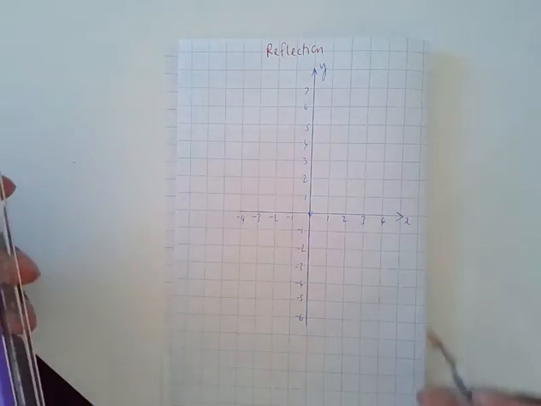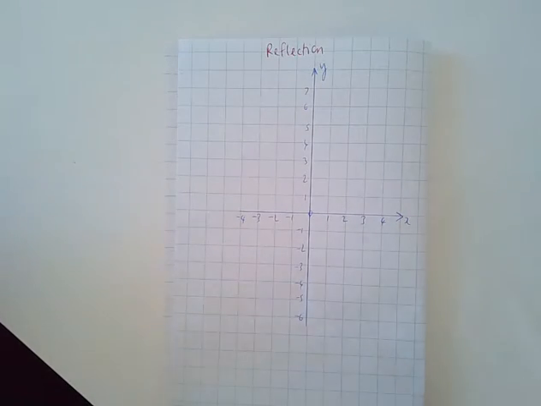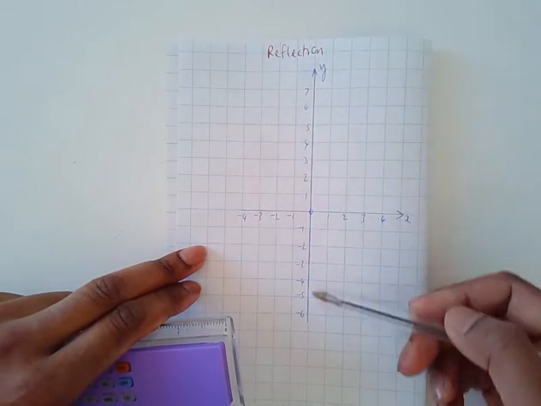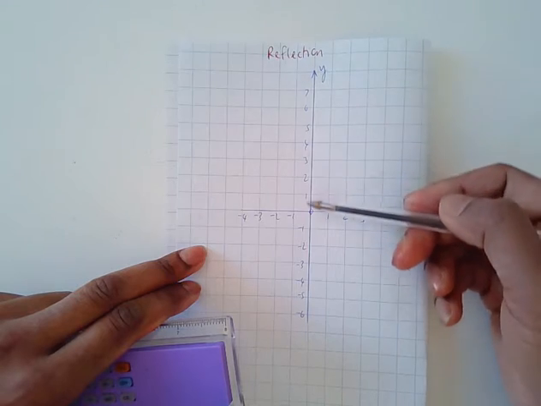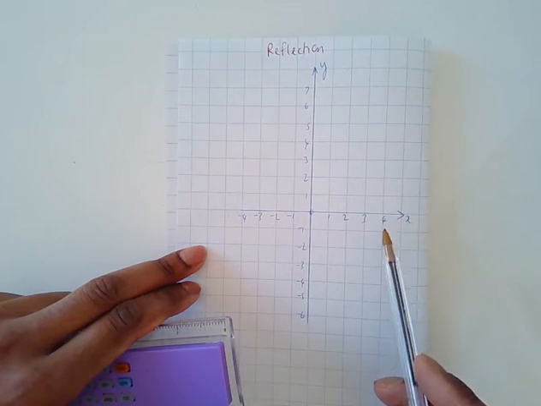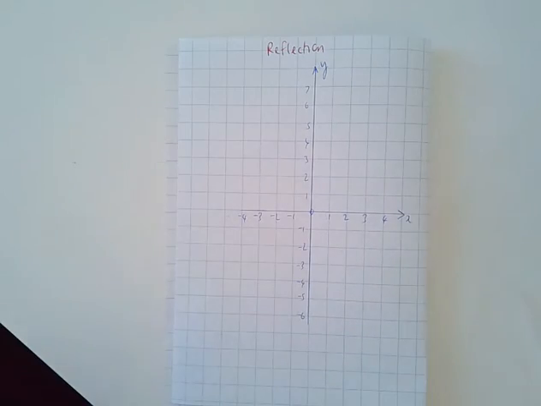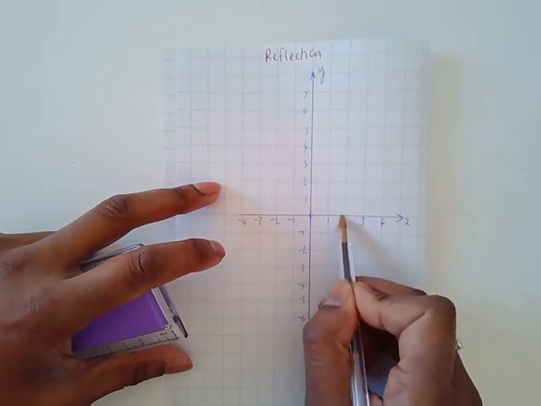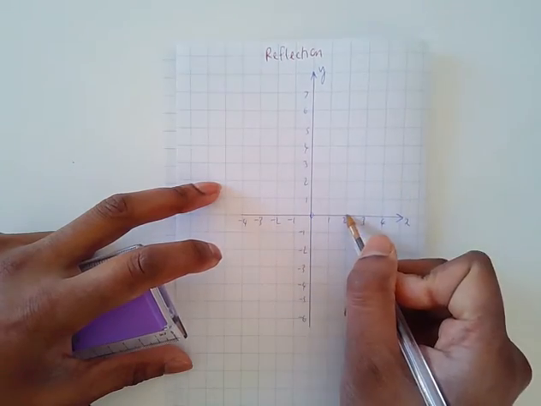Identifying lines on a grid like this. This is your y-axis. Y-axis, y go up the stairs. And this is the x-axis. If I want to draw the line x equals 2, I'll find 2 on the x-axis. There it is.